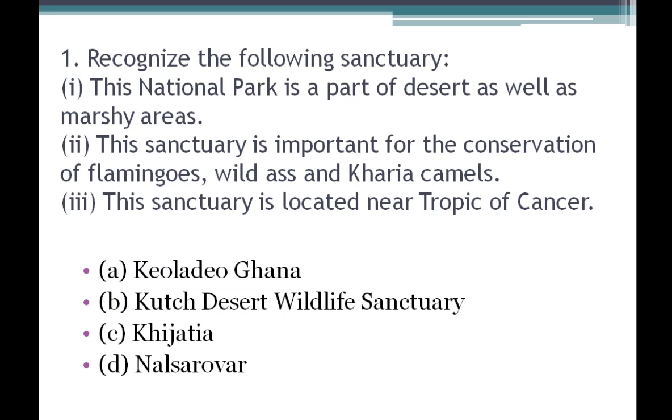So the question number 1 is, recognize the following sanctuary. Number 1, this national park is a part of desert as well as marshy areas. Number 2, this sanctuary is important for the conservation of flamingos, wild ass and kharia camels. Number 3, this sanctuary is located near Tropic of Cancer. Option A, Keoladio Ghana. Option B, Kutch Desert Wildlife Sanctuary. Option C, Khijatia. Or option D, Nal Sarovar. So the correct option is option B, Kutch Desert Wildlife Sanctuary.